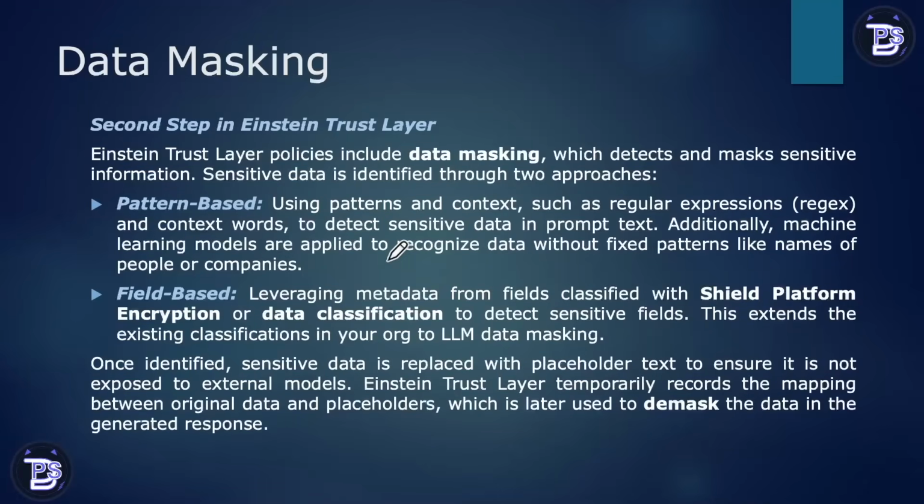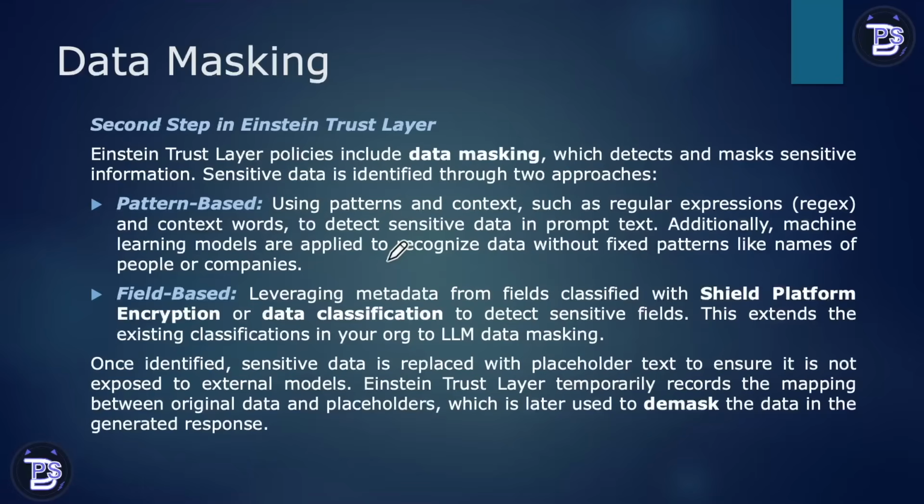Data masking. Data masking is the second step in the Einstein Trust Layer. The Einstein Trust Layer includes various policies for masking data so that companies can prevent sensitive data from being sent to the LLM, and the LLM is not aware of the actual data being sent to it. For example, we don't really want to send the name of the customer, the name of the company, email, phone number, SSN, or any PII or health-related data.